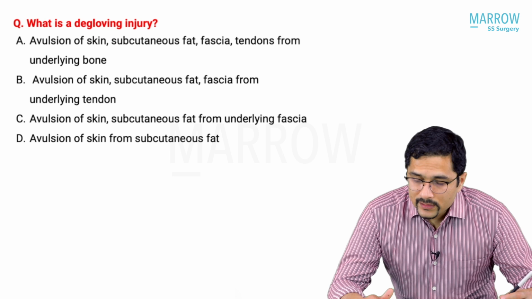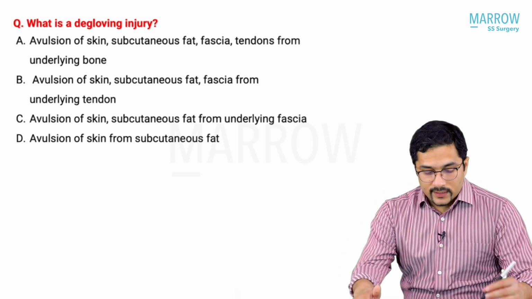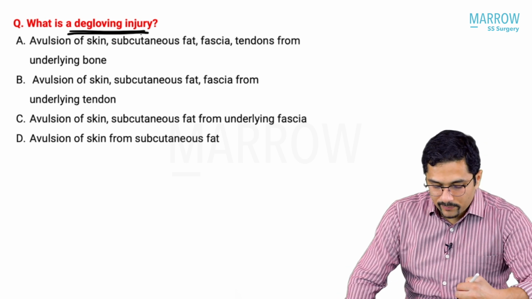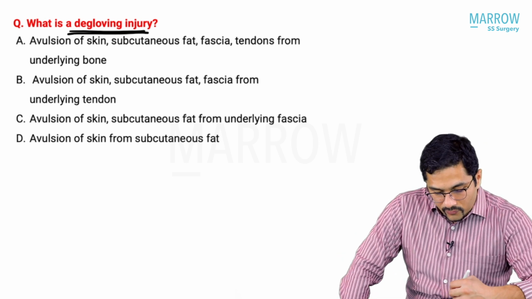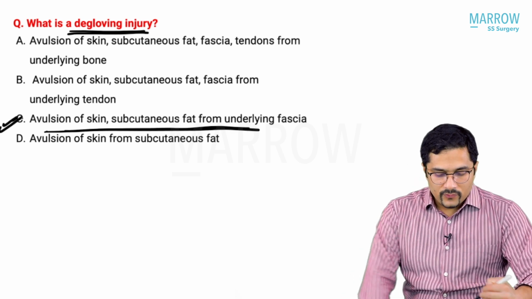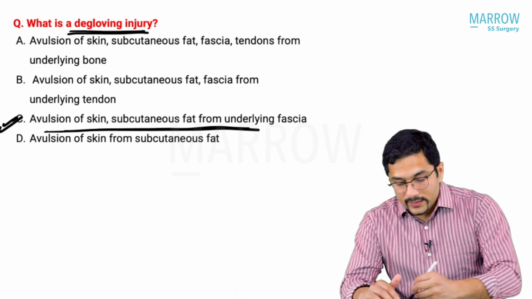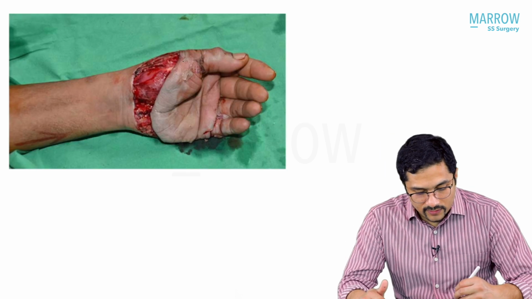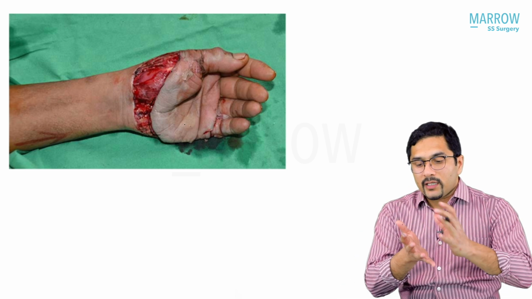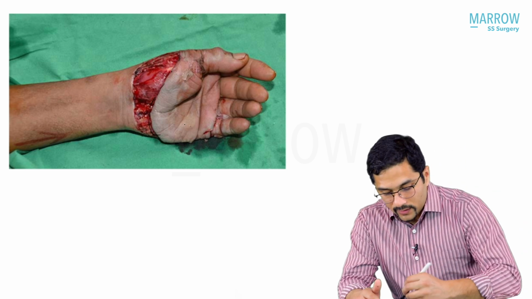Degloving injury has been asked many times in the past, also been asked in the NEET PG exam. Degloving injury is avulsion of skin and subcutaneous tissue from the underlying fascia. This is what degloving injury looks like. You can see that the skin and the subcutaneous tissue has been avulsed from the underlying fascia.